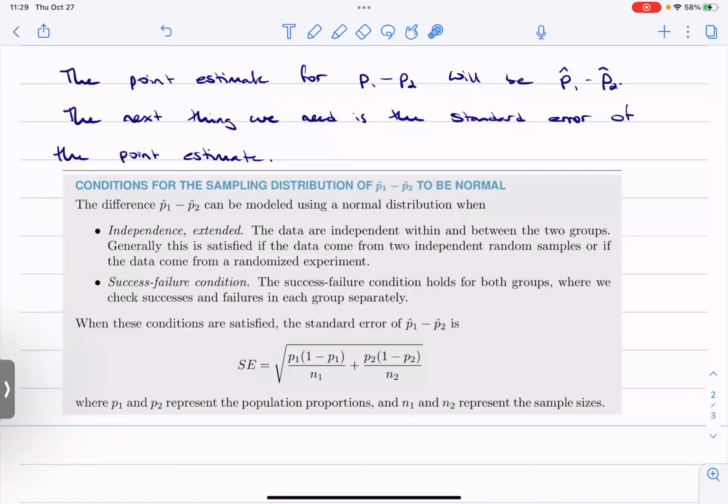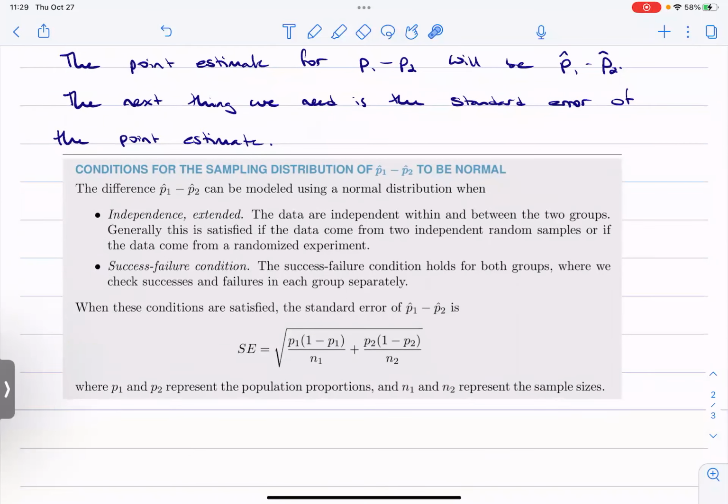Okay. The success failure condition has to hold for both groups, right? So that means I need to have at least 10 successes and at least 10 failures in each of the groups, or in both groups. And so those success failures for the confidence interval, those are the observed ones. For the hypothesis testing, it changes just slightly, but we're not there yet. We're going to start with confidence interval. Nice and slow. Okay. So everything stays the same. We just do it twice, essentially. Once for each sample.